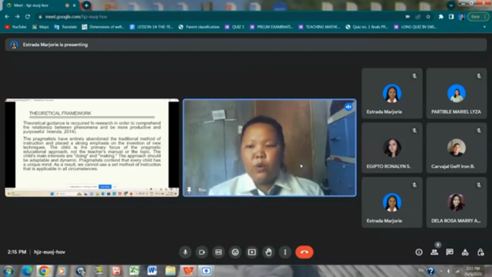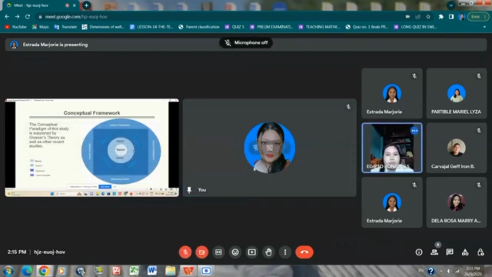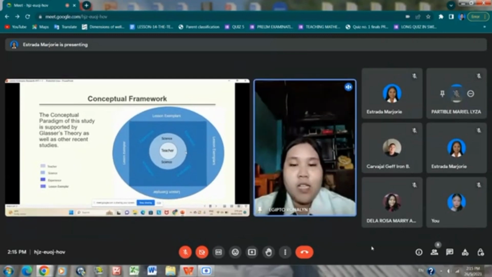Next, we will go to the conceptual framework. Glasser's choice theory is the conceptual framework of this study. According to Glasser's choice theory, every aspect of individuals, including thoughts, feelings, physiology, and doings, is a decision. Additionally, Glasser says people can decide to form attitudes and beliefs about a situation based on their experiences. The conceptual paradigm of this study is supported by Glasser's choice theory as well as other recent studies.